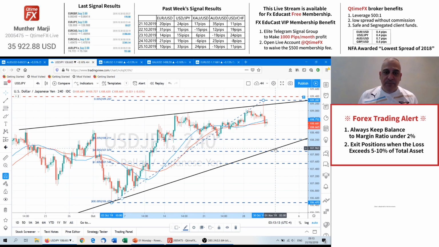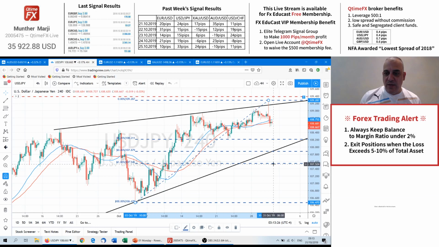Okay, below this trend line, a visit to the 107.50s will be extremely expected. We have 55 here, 107.55, and after that, maybe if we can break below this support, I think that visiting this low will be also very highly expected. Okay guys, so this is for the downside.